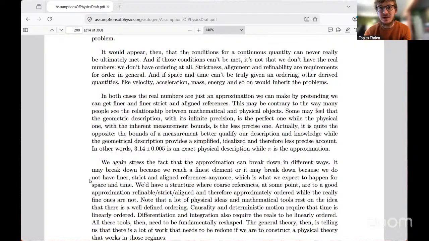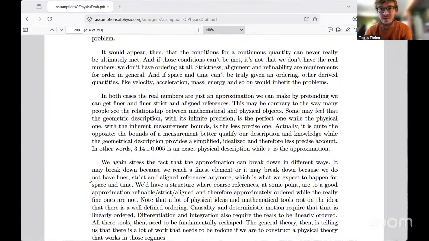In both cases, the real numbers are just an approximation we can make by pretending we can get finer and finer strict and aligned references. This may be contrary to the way many people see the relationship between mathematical and physical objects. Some may feel that geometric description, with its infinite precision, is the perfect one, while the physical one, with the inherent measurement bounds, is the less precise one. Actually, it is quite the opposite.